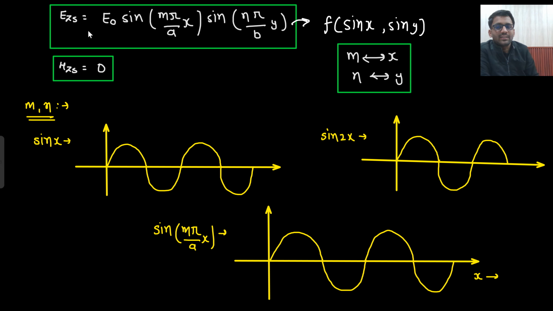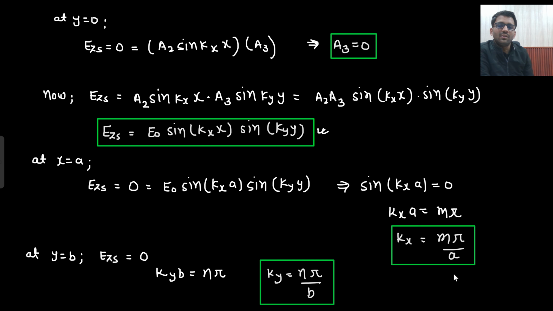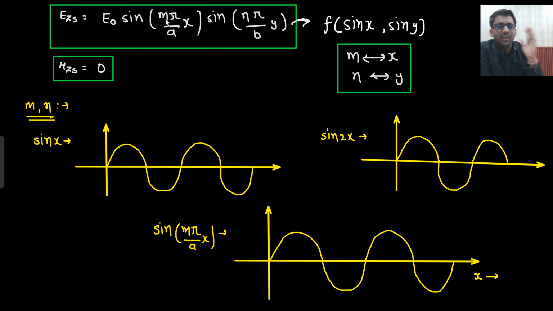So what is the EZS expression we are getting, for which mode? Transverse magnetic mode. The EZS expression is E naught sin m pi by a into x into sin n pi by b into y. So both components are sinusoid. Both electric field components are sinusoid. What do you understand from there? What does this represent? Standing wave in x direction.